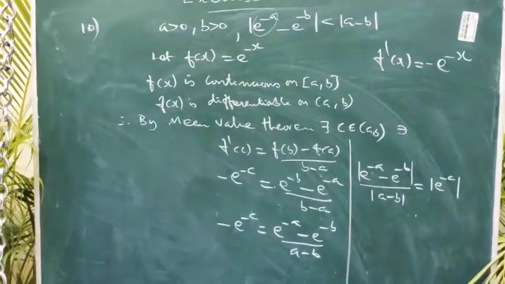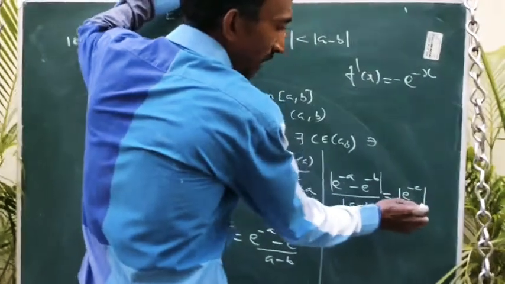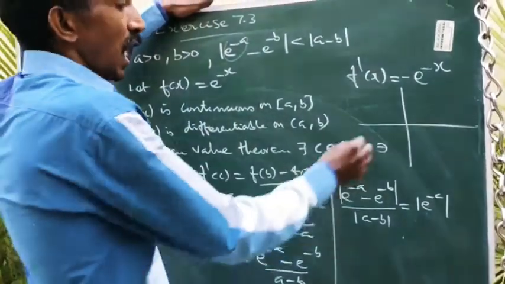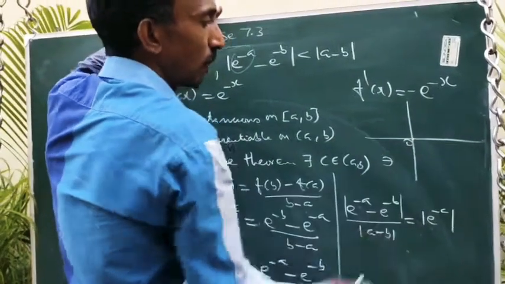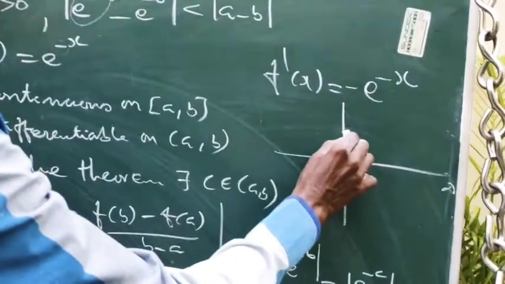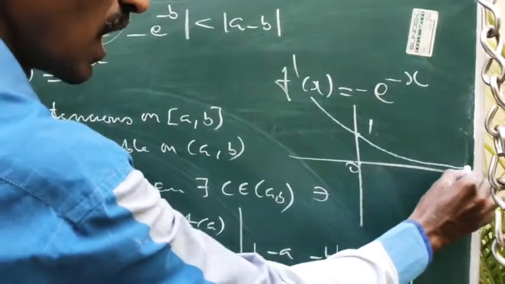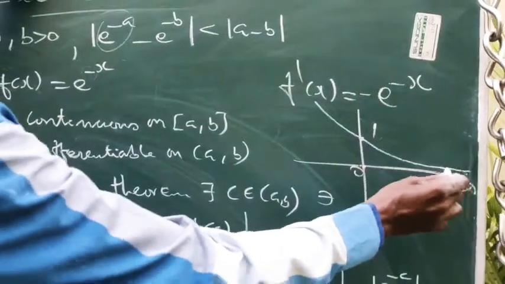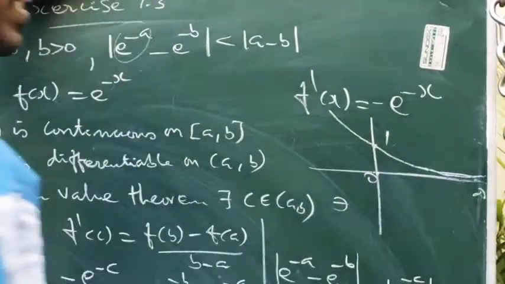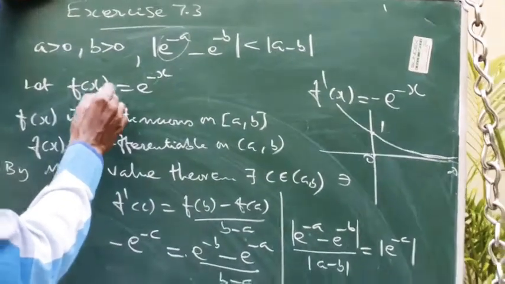So listen my dear student, if you want to apply the value for this one, we need to remember the diagram of the graph. If you put x equal to 0, e power 0 is 1. So here may be 1. The graph of the function is like this. It is asymptotic to the x-axis. It goes nearer and nearer to the x-axis, but it never touches the x-axis. It is the graph of the function f of x equal to e power minus x.